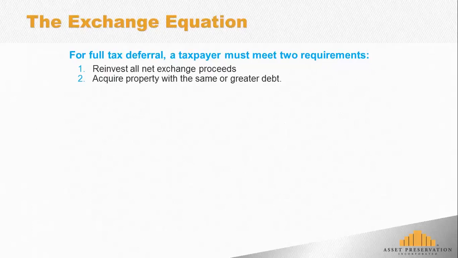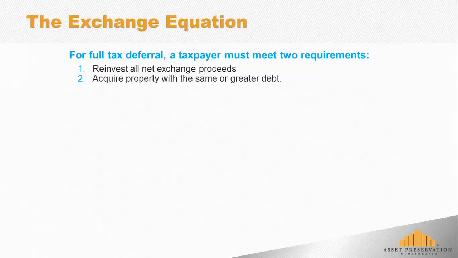Now, one caveat to these two rules. A taxpayer can go down in debt if they offset that by adding additional cash. So let's say a taxpayer has a $100,000 mortgage on the relinquished property. They buy a replacement property with a $70,000 mortgage. So they have $30,000 of mortgage boot. However, they bring in outside cash of $30,000 to offset that. That results in a situation where there is not a tax consequence.